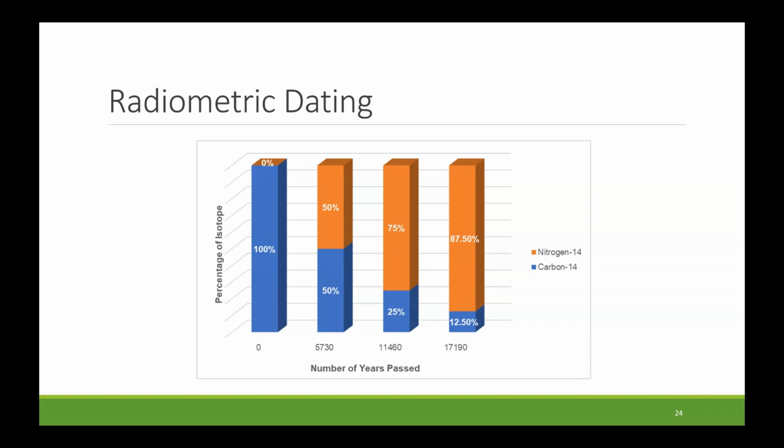If you find a ratio of 75% nitrogen-14 to 25% carbon-14, you know that double that time has passed, 11,460 years, and so on. The less carbon-14, the more nitrogen-14, the further you are in the decay process and the older the material is.